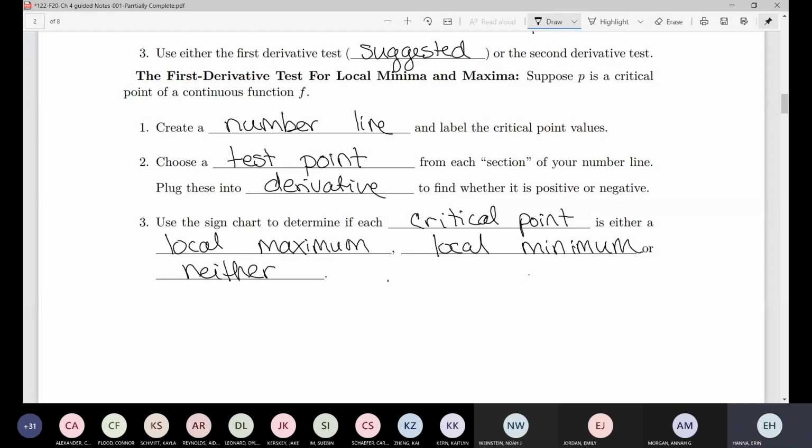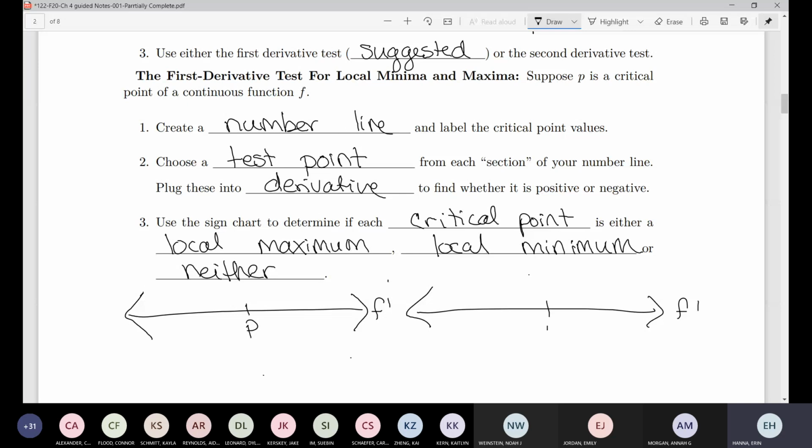How are we going to figure out if it's a max or a min? Essentially, we're going to have a number line. So this is like two options of a number line. We're not going to have multiple. For the thing we're looking at, we're just going to have one number line. But essentially, you have two options at each critical point. Either, well, you have three options, sorry, because it could be neither. But these are going to be the max or the min cases. And if it's neither, I'll explain that in a second.